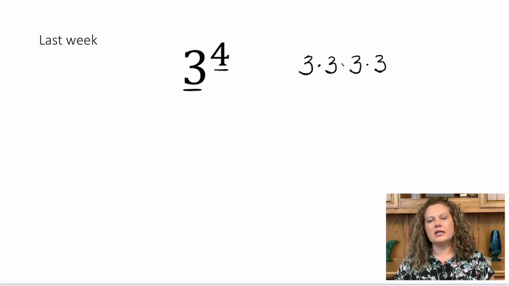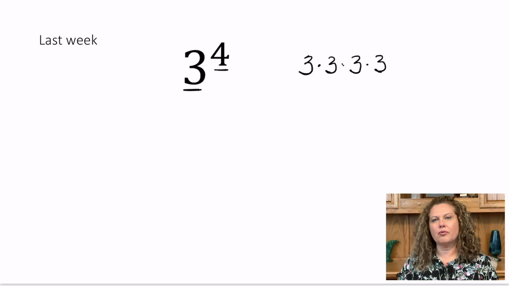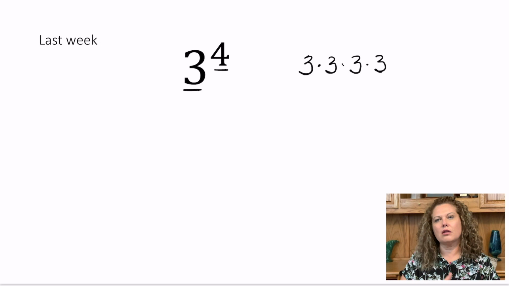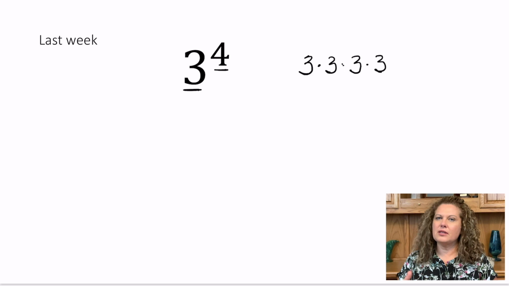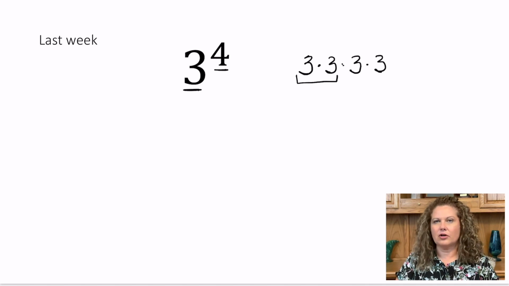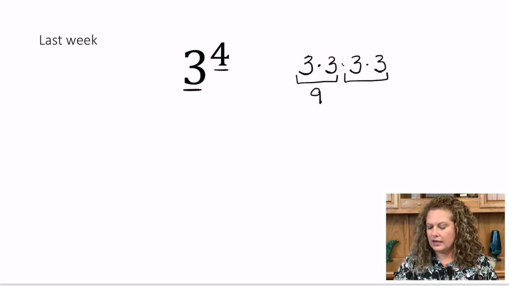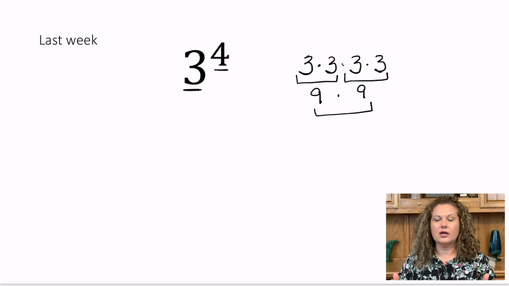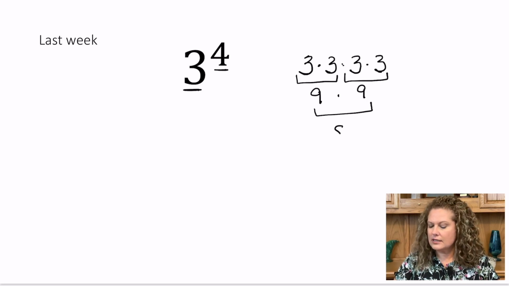Now, when we want to evaluate or to find the product of this power, we're going to multiply. You can use order of operations and work left to right, or you can use associative property and group them together. Grouping is the easiest way for me. So if I group the first pair of 3's together, 3 times 3 is 9. And the second group of 3, 3 times 3 is also 9. And then we're going to group the product of those 2 together. So 9 times 9 is 81.